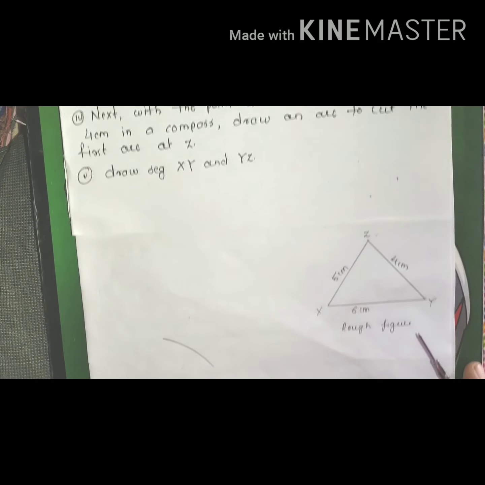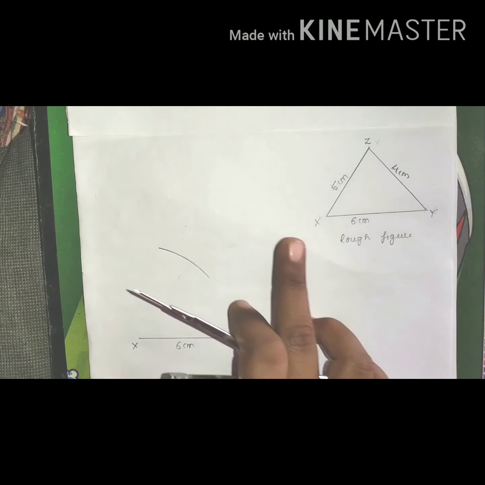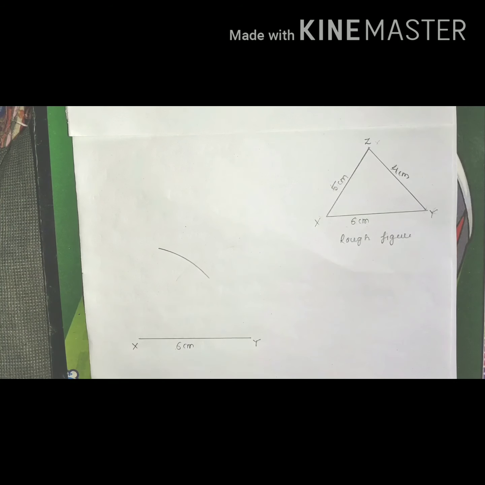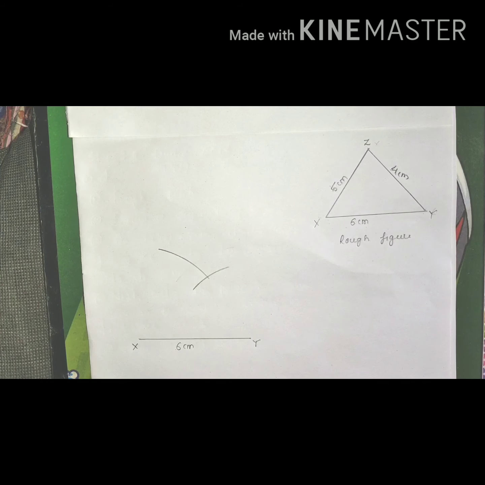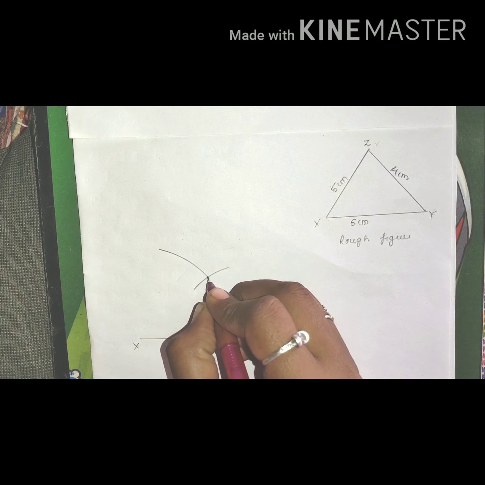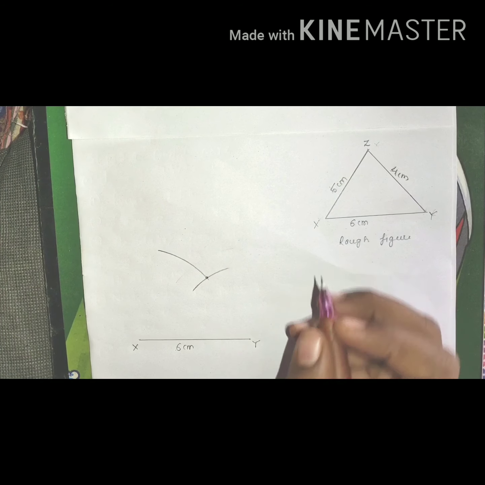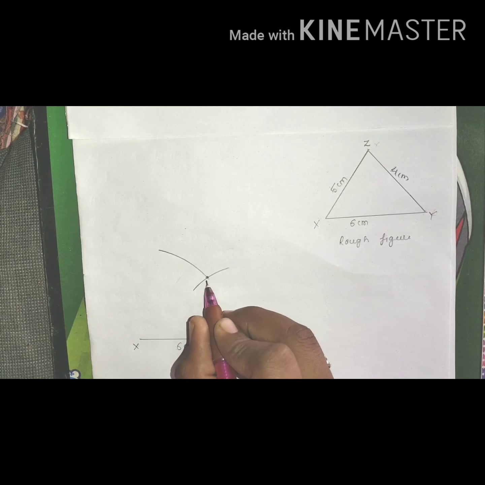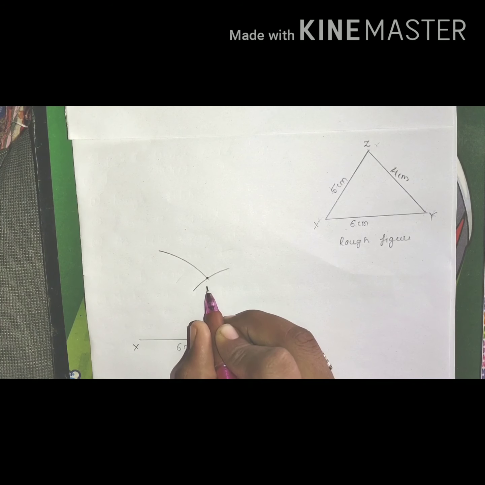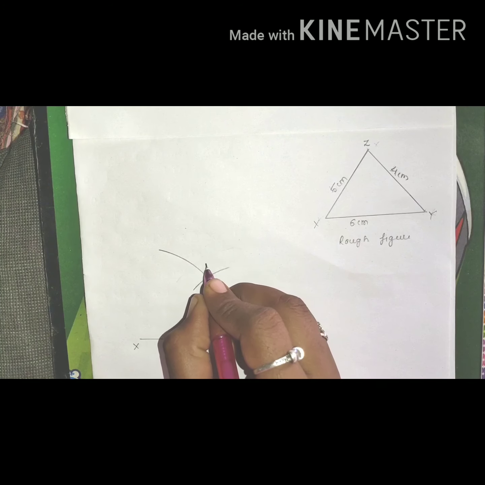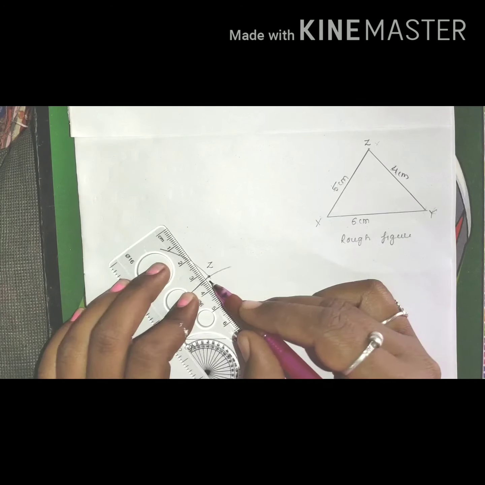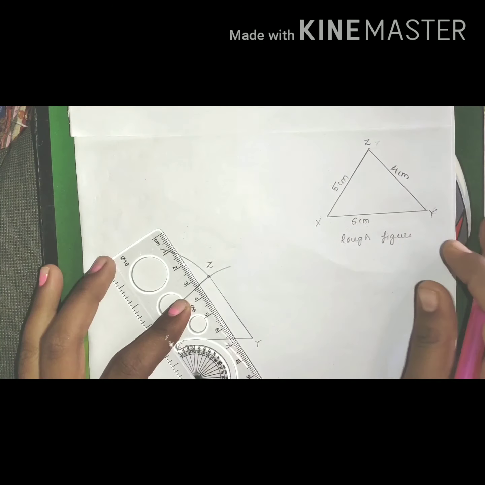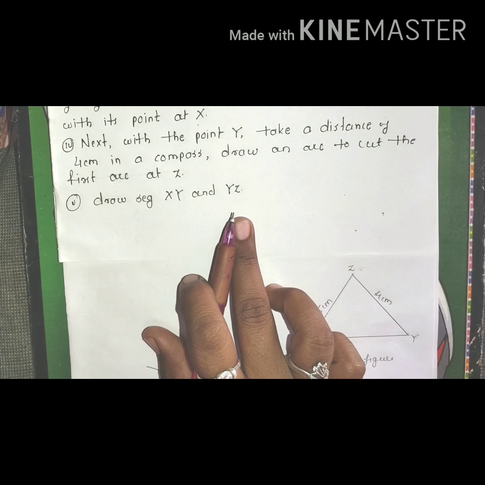Okay. Now, since YZ is the 4 centimeter, keep the compass at point Y and make an arc which is going to cut the first arc. Now they are intersecting each other, yes or no? Yes. So that means we are getting a point of intersection, and that is the third vertex of the triangle, that is the vertex Z. So name it as Z and draw the segments XZ and ZY. That is the last step while constructing a triangle.